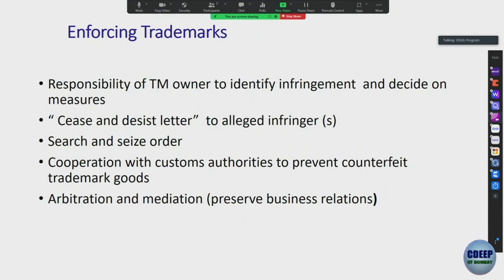And then obviously, there are arbitration and mediation methods to solve it. People do not very often go and fight long cases because it is time consuming and costs money. And sometimes the guy is your vendor, your contractor, your partner, and you want to maintain those business relations. So, you settle out of court.